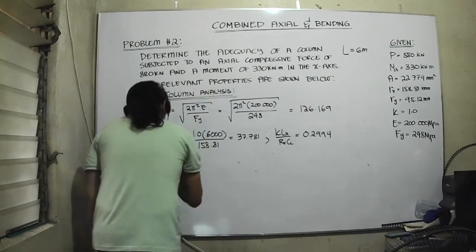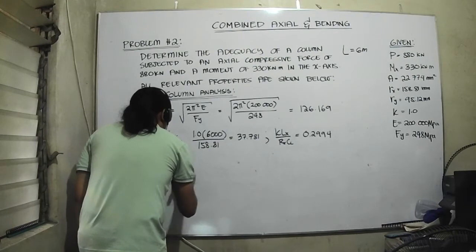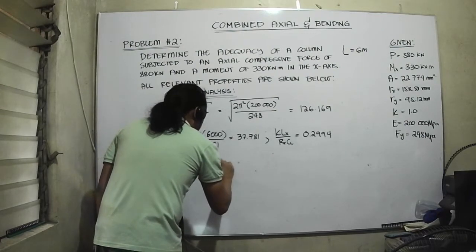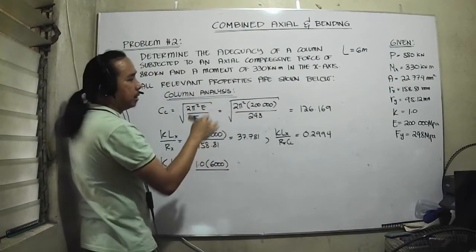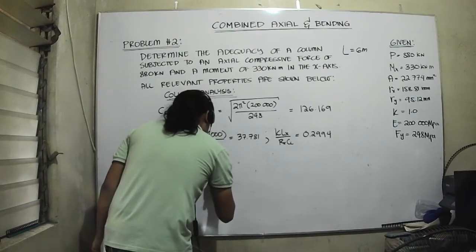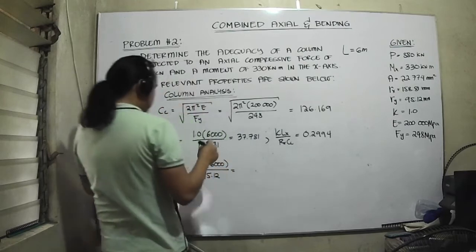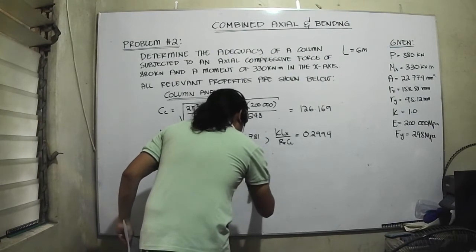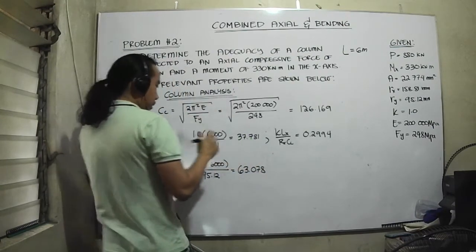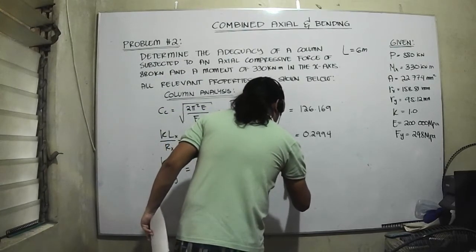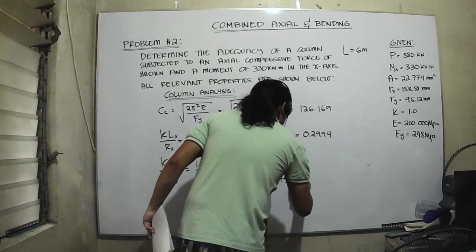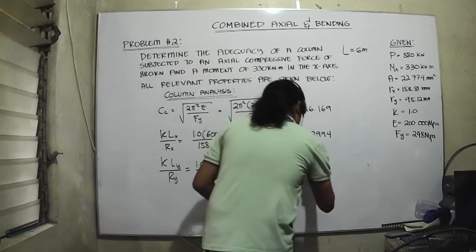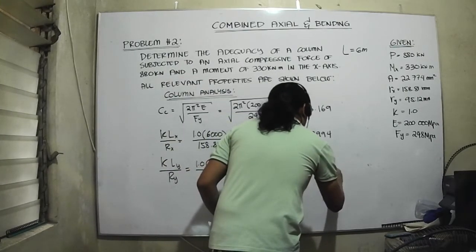Aside from that, we will also assess the y direction. K is equal to 1.0, with 6,000 millimeters and ry of 95.12. That should be equal to 63.0078. Okay, that's the number. Then KLy over ry Cc, we divide by 126. That should be equal to 0.4995.